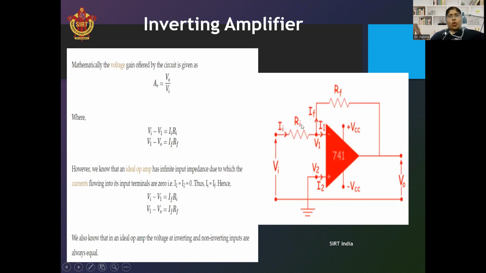Now calculate the voltage drop across this resistance and across this resistance. The voltage drop across this resistance is II, RI. This is equal to VI minus V1, where this VI is present at this terminal of the resistance and V1 is present at this terminal of the resistance. Now the voltage drop across feedback resistance is equal to IF, RF. It is equal to V1 minus V0. Here, on this terminal of RF, V1 is present, and on this terminal of RF, the V0 is present. So write them mathematically, VI minus V1 equal to II, RI, and V1 minus V0 equal to IF, RF.